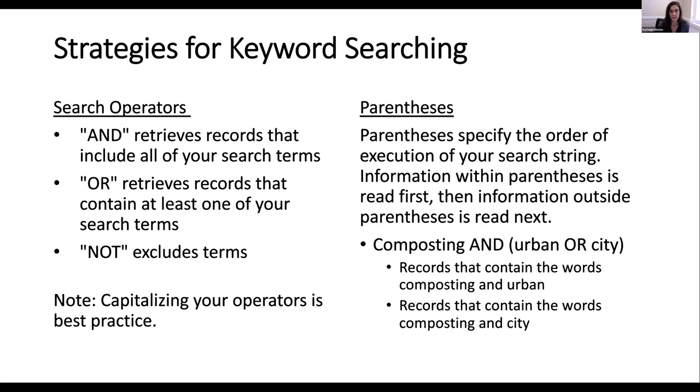And in most databases, when you're doing your keyword search, the database is searching for these keywords in the record of the resource. So when you're searching in a database and you open up the title of the article, and it takes you to that page that has information like author and abstract and subject headings and things like that, that page is called the record.